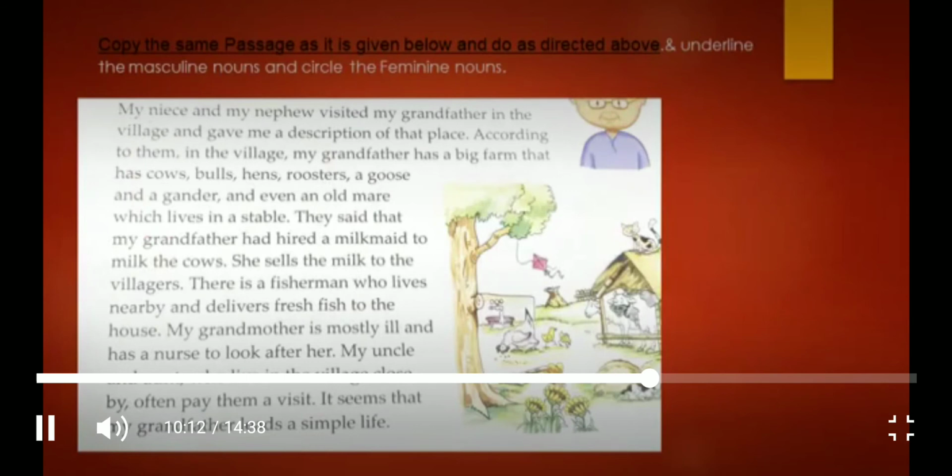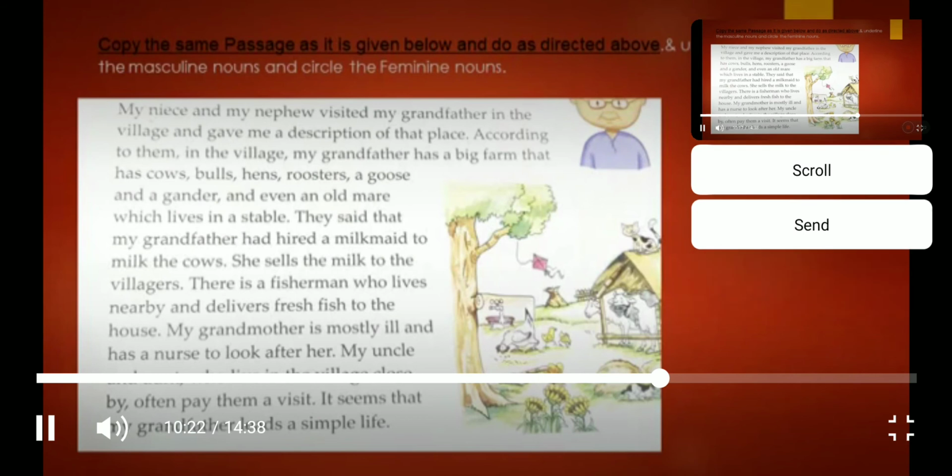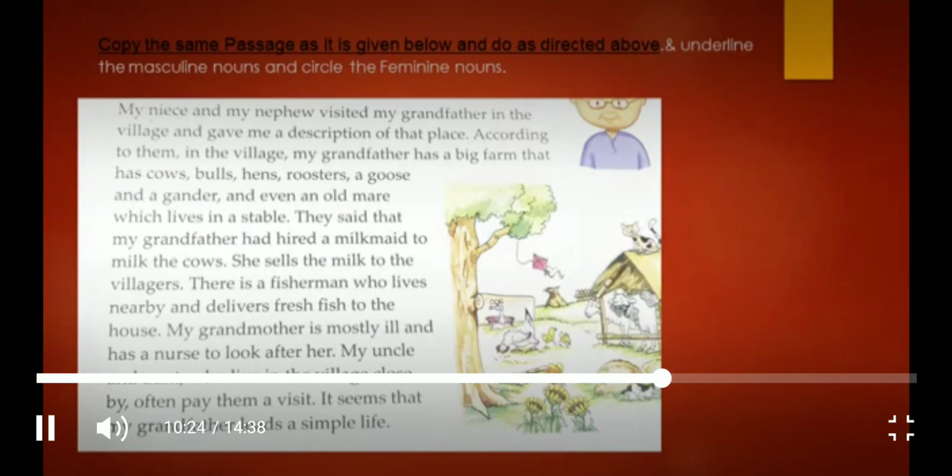Now here is an activity for you to do. I'm sure you will enjoy doing this. What you have to do is copy the same passage as it is given below with the capital letters, comma, full stop, everything in a notebook, and underline the masculine nouns and circle the feminine nouns. Is it clear to you? I'll just read the passage for you.